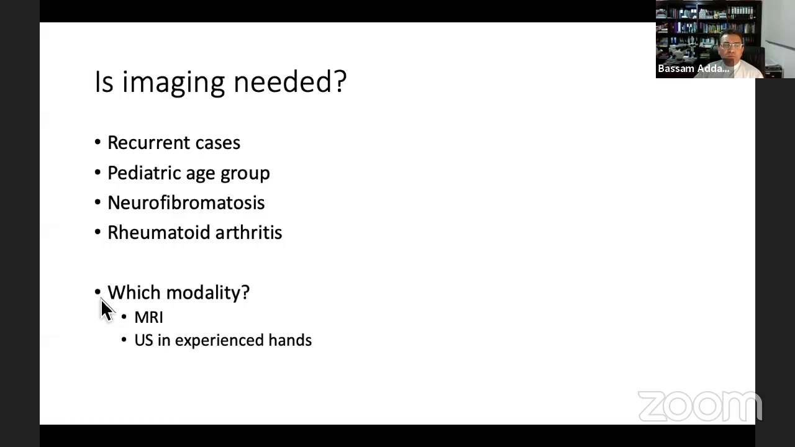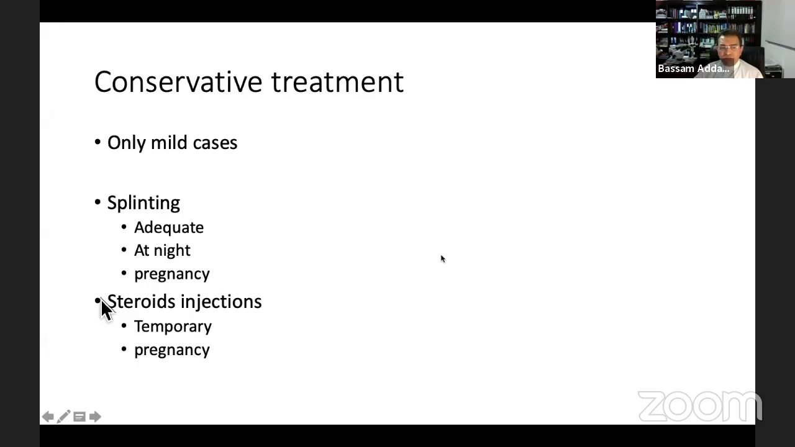Of course, pediatric age group, because CTS is very uncommon in this age group. I remember just one case of mucopolysaccharidosis that we had to do. And of course, if there is a generalized disease that can cause tumors or tenosynovitis and complicated hand situations, MRI or ultrasound in experienced hands may be useful or helpful.